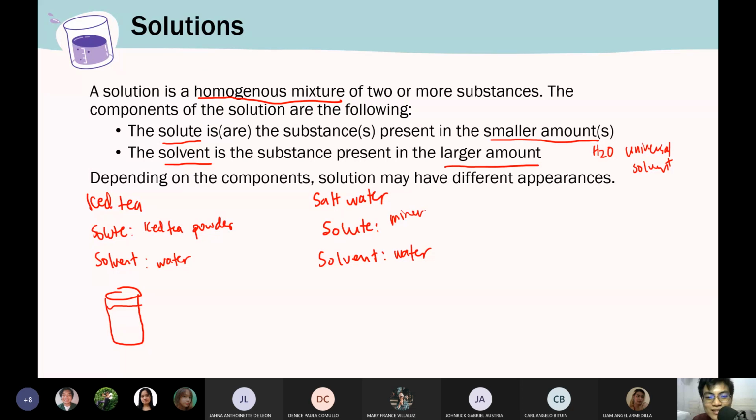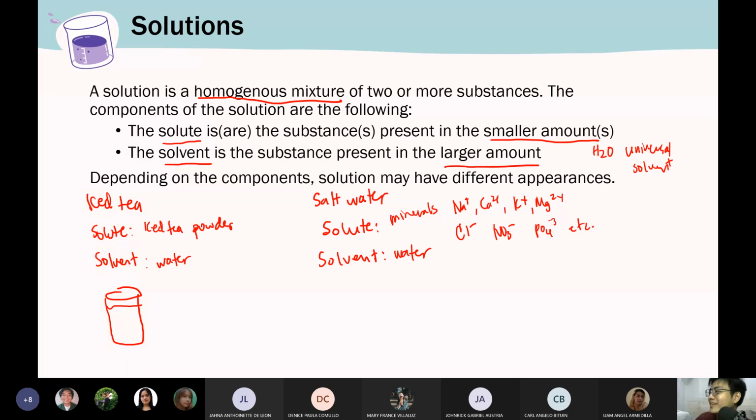Siguro mga minerals, mga ions, sodium, calcium, potassium, magnesium, etc. Basta yung mga yan, minerals. And mga anions, yung mga chlorides, nitrates, phosphates, etc. Yung fish, pwede rin bang solute? Heterogeneous solution na yan. Yung homogeneous part lang.